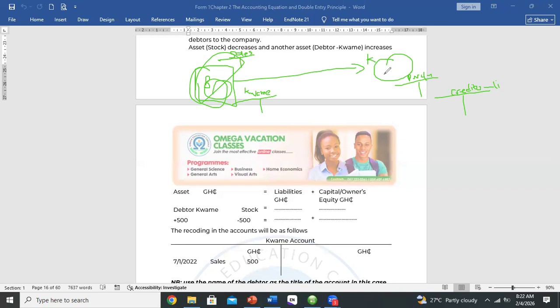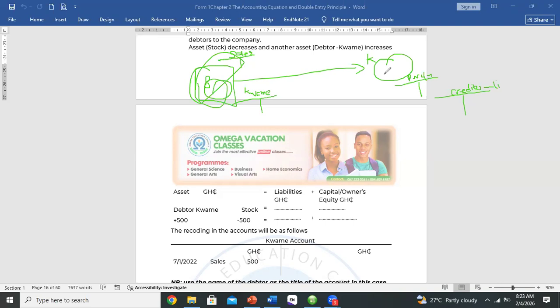So be very careful. Some students get confused because they look at the other person and say Kwame is receiving the goods and didn't pay, so Kwame's liability will go up. Don't look at Kwame at all. We are looking at the business. The business has sold goods, so its stock has decreased. We open a sales account to record that decrease, and we do that by crediting, because when an asset decreases, we credit.